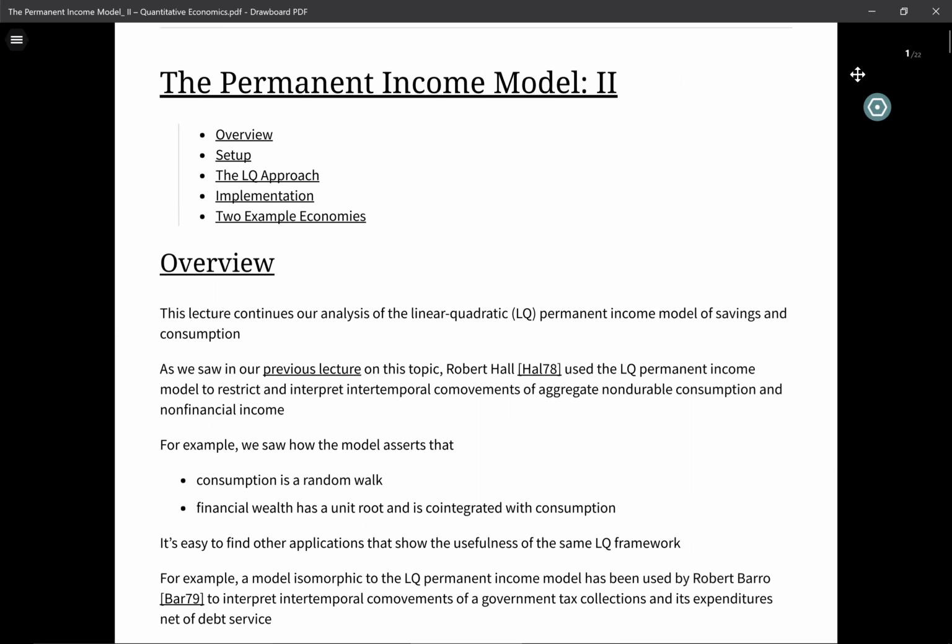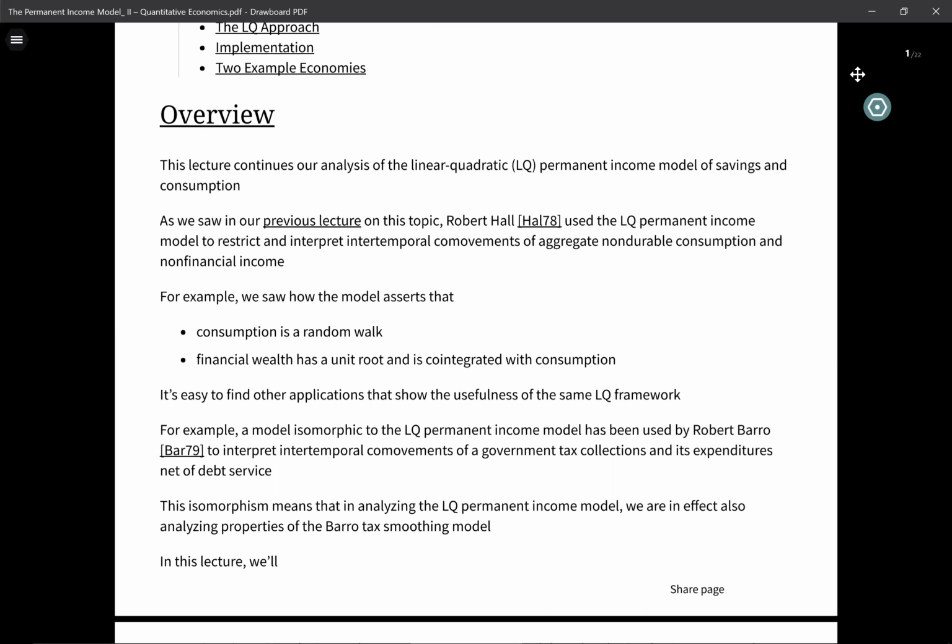Okay, so in the first one, several characterizations of the linear quadratic permanent income consumption model are pulled out. The first thing was Robert Hall's striking result is that consumption is a random walk, regardless of the stochastic process for income. And the second is that financial wealth has a unit root, and it's co-integrated with consumption.